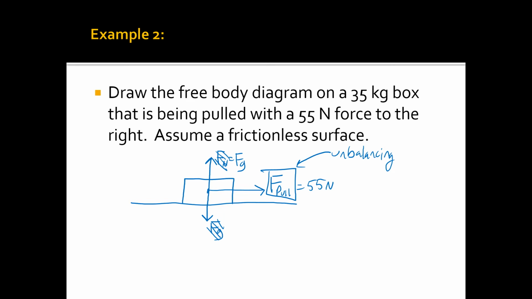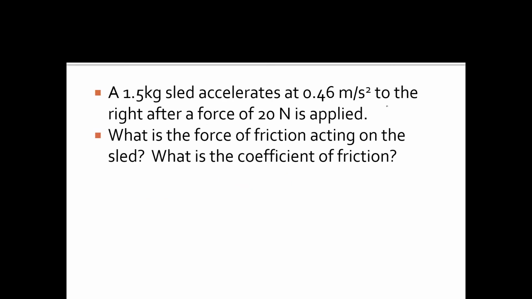All right, example 3. So here we have a sled that's accelerating at some acceleration. So I'm going to write that down, acceleration. And there's a force of 20 newtons being applied to this sled. Now the sled is not on a frictionless surface, because it says right here, what is the force of friction? So there's obviously going to be a friction force acting, and it asks us what is the coefficient of friction.